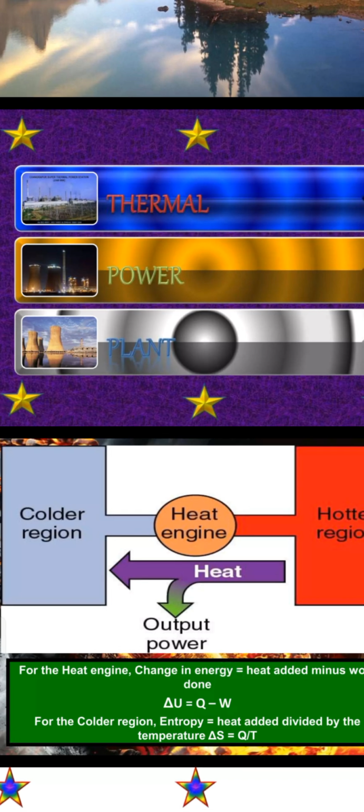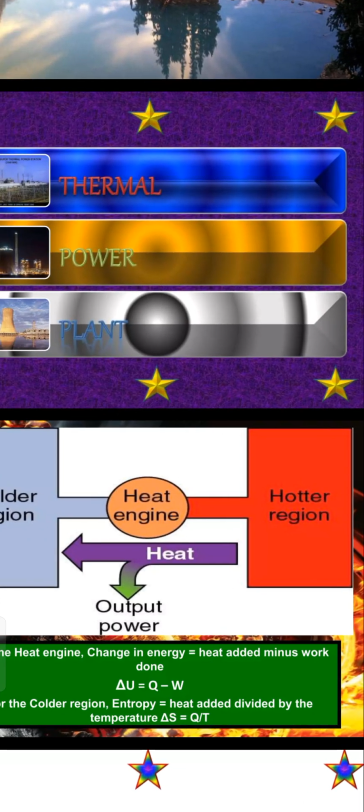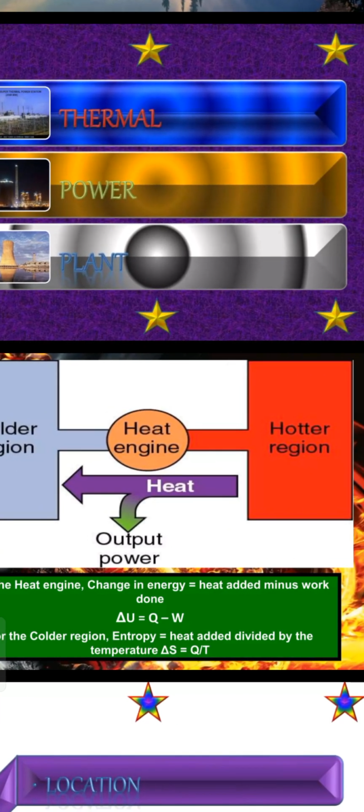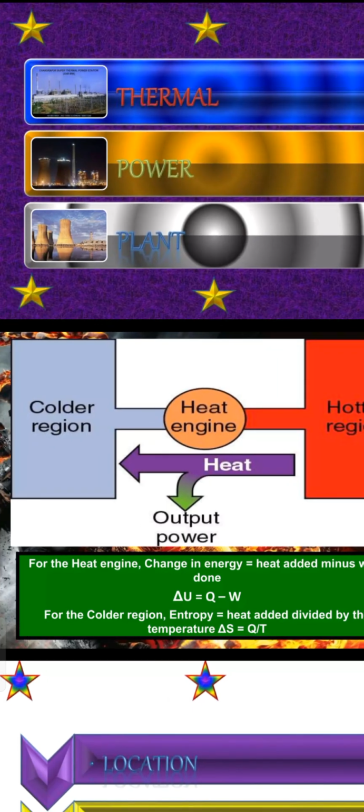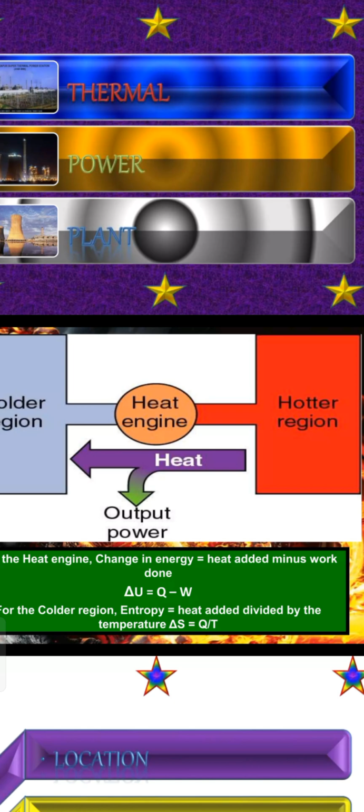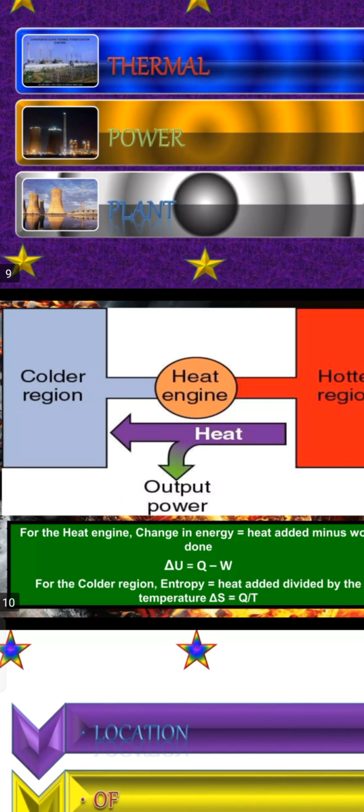Thermal deals with thermal power plants. Cooler range or heat energy or hotter range. The main source of output is the power. The input is heat or sunlight or any other source. For the heat engine, change in energy equals heat added minus work done. For the cooler range, entropy equals heat added divided by the temperature, Q by T.